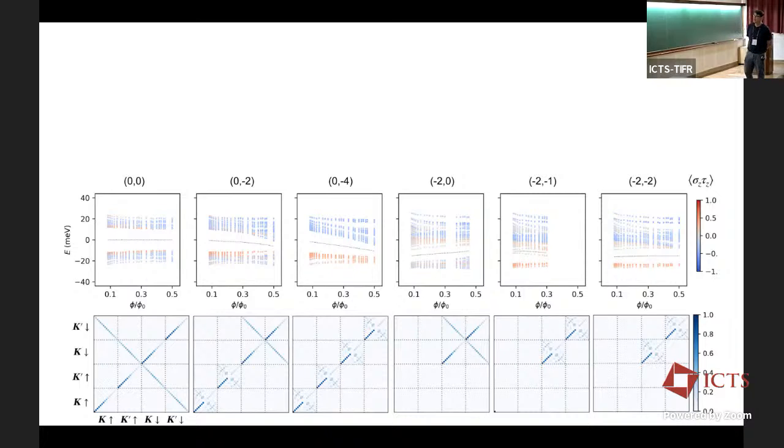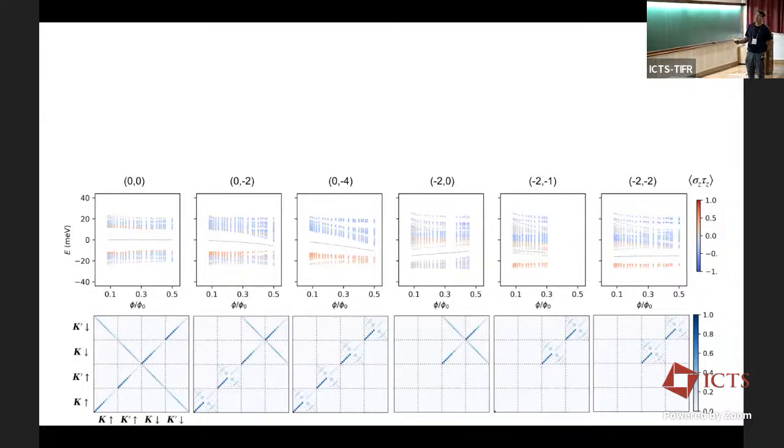Now look, interestingly, as we decrease the density, so we go to s equal to 0 and t equal to -2, we find that there is still inter-valley coherence in this spin down sector, but in the spin up sector, it actually looks more like a Chern insulator. So the nature of the state changes completely.